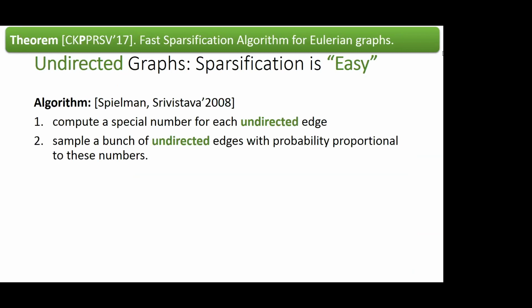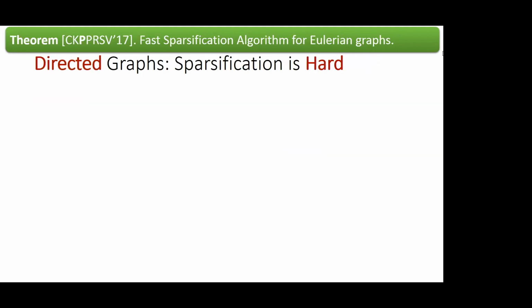And then we sample a bunch of undirected edges with probability proportional to each of these special numbers. And if we sample enough edges, then we get a good approximation of the graph. And here enough is, if the graph is on n vertices, then it's n log n over epsilon squared to get epsilon error in whatever notion of error we haven't specified yet. And it's independent of the number of edges in the original graph. It just depends on the number of vertices.